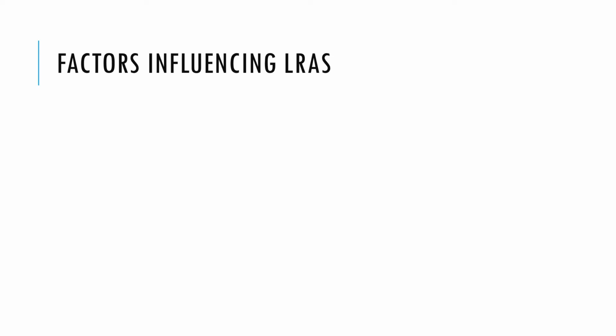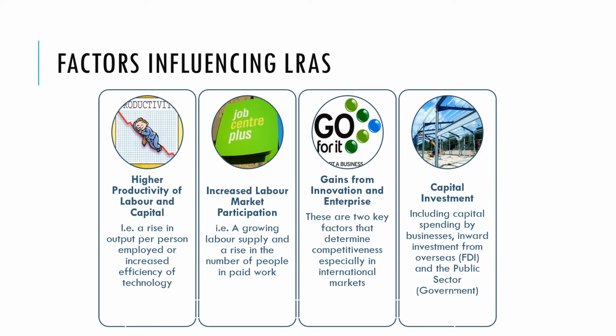So what might influence the potential level of output in the economy? Well, four broad factors might be the level of productivity. So how productive are the workers, the output per worker, and how productive is the machinery? So what is the efficiency of the technology that we are using? The higher the level of productivity, the further out or the greater the potential level of output the long-run aggregate supply would be in the economy.